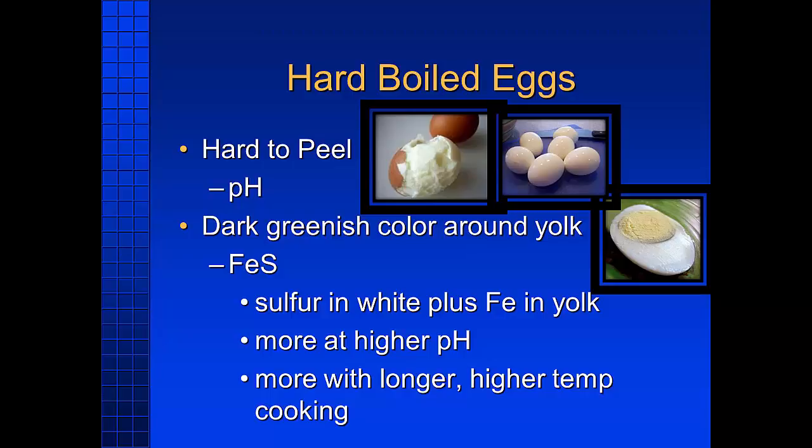So the typical ways to control the formation of this ferrous sulfide around your yolk are to use fresher eggs, because fresher eggs are going to have lower pHs. Another strategy is to cook the egg minimally, because the longer you cook it, the higher the temperature at which you cook it, the more of this ferrous sulfide you're going to get.